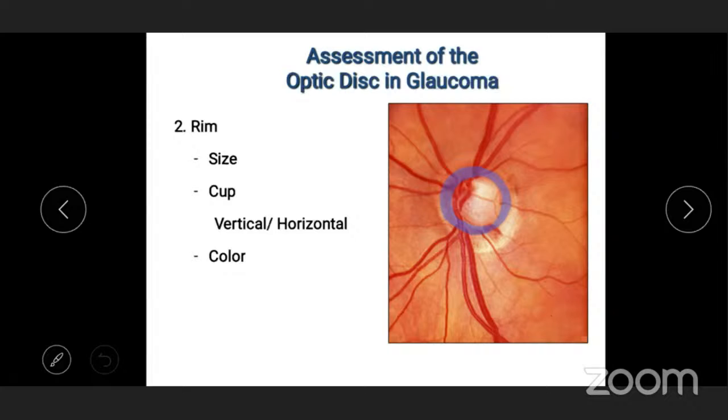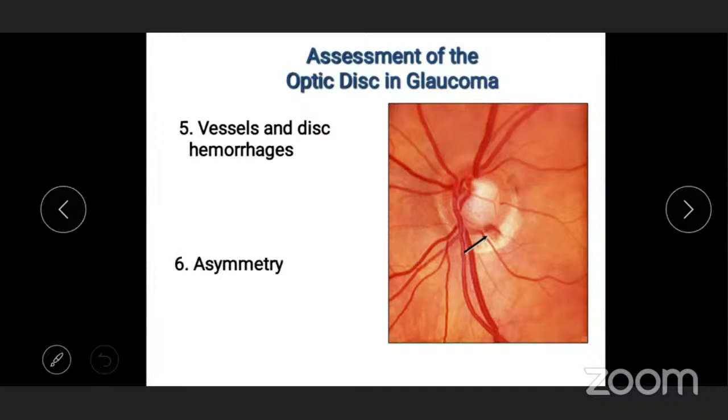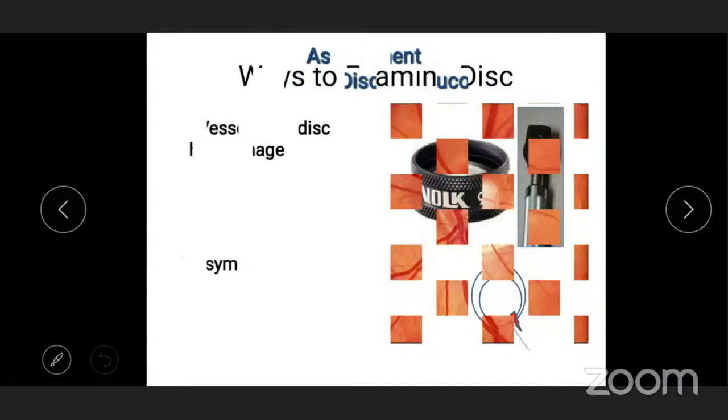And also in the rim, we look at the color. The third thing is the RNFL. Like I said, the parapapillary atrophy, PPA in short, the beta zone, is more important. I'll come to that later. The hemorrhages may be hidden and subtle, so look for them carefully. The blood vessels, and of course, the asymmetry.